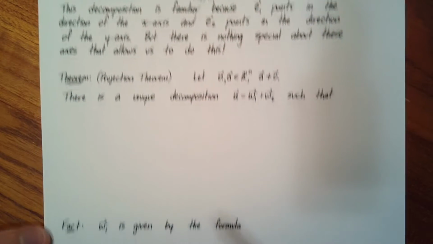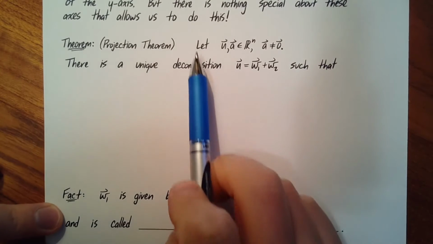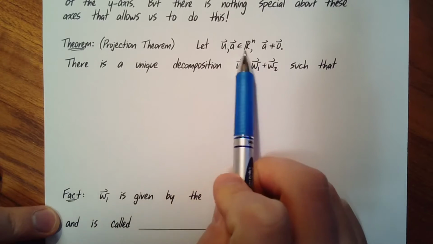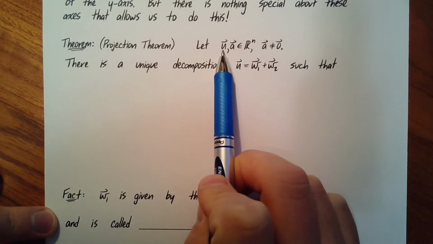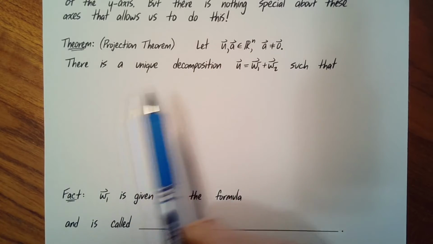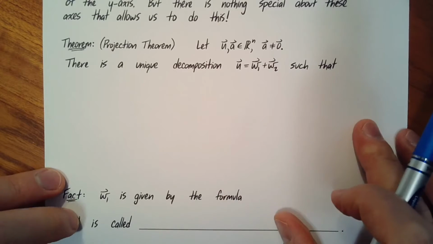Okay, so what do I mean by that exactly? Let's take a look at the projection theorem, which says the following. We're going to start with two vectors, and this applies to Rn. They don't have to be geometric vectors, so they could be any vectors at all. So u and a are the two vectors we're going to start with, and we're going to explicitly require that a not be a zero vector.